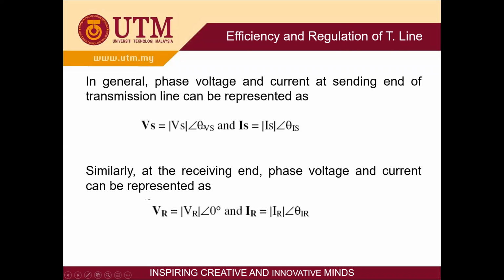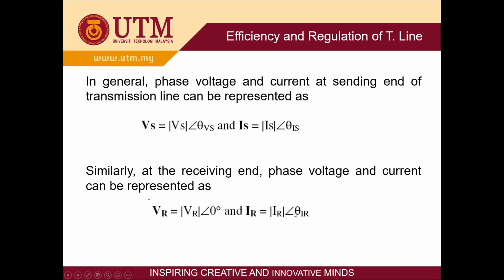Which is Vs. We have the magnitude and the angle, and also for the current, the sending end current, you have the magnitude and also the angle. Similarly, at the receiving end, the phase voltage and current also can be represented like this. But please be reminded that we always use our receiving end voltage as our reference. So that's why we have zero angle here.